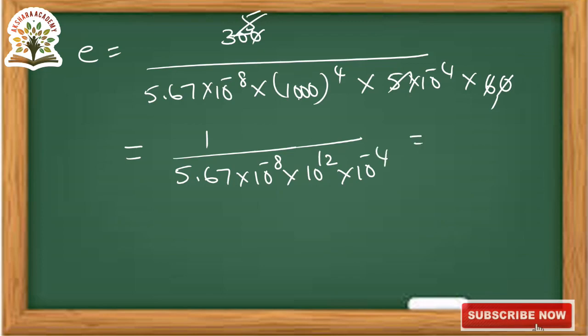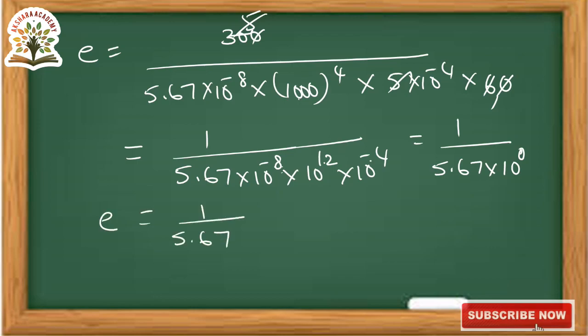So that is equal to 1 by 5.67 into 10 to the power of minus 8 and 10 to the power of minus 4, that is minus 12 plus 12, both will cancel each other, 10 to the power of 0, nothing but 1. So 1 by 5.67, E is equal to 1 by 5.67.